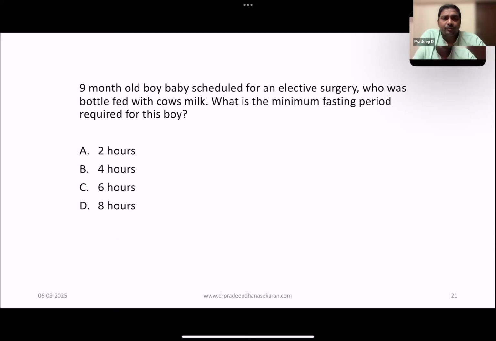Then with regard to preoperative fasting, this question was framed. A 9-month-old baby scheduled for an elective surgery was bottle fed with cow's milk. At 9 months, they are giving cow's milk. What is the minimum fasting period required for this boy? Right? So the answer is 6 hours for cow's milk.